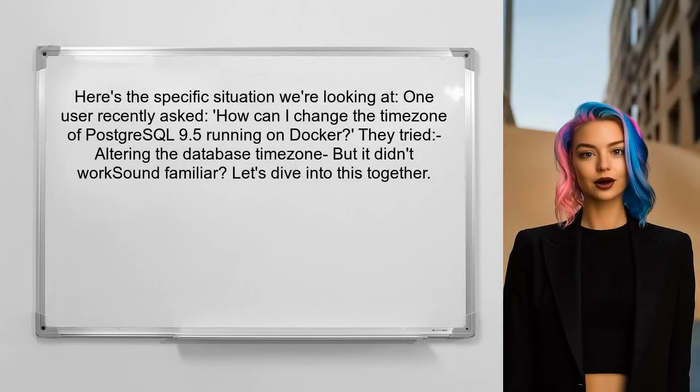Here's the specific situation we're looking at. One user recently asked, how can I change the time zone of PostgreSQL 9.5 running on Docker? They tried using the command to alter the database time zone, but it didn't work. Sound familiar? Let's dive into this together.